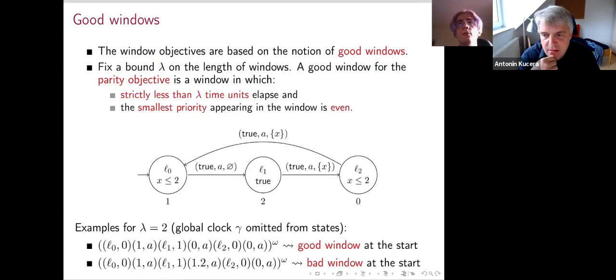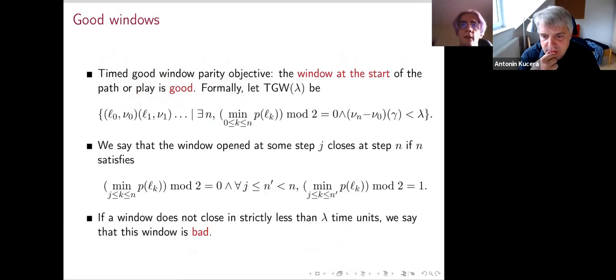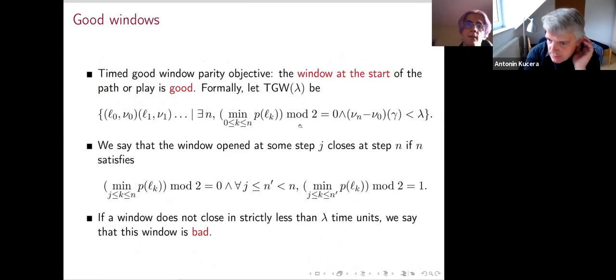Formally, the good windows, we use them to define the timed good window objective that expresses that the window at the start of the play or the path is good. And formally, we require from a sequence of states that there is a point at which the smallest priority that appears from the start is even, and that the total time elapsed from the start is less than lambda at the point in time at which the smallest priority is even.